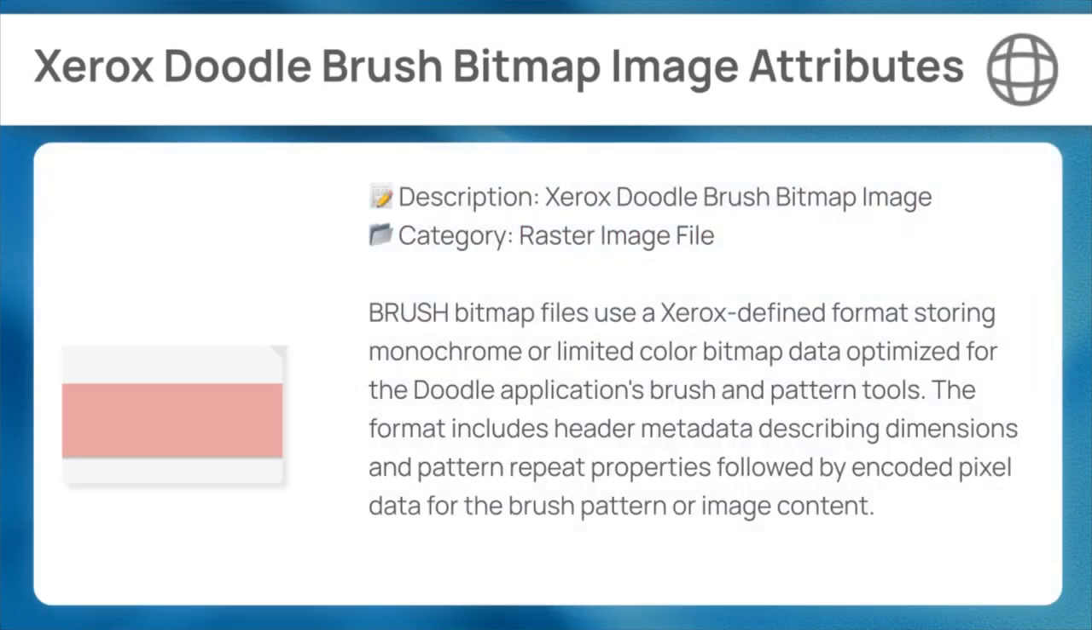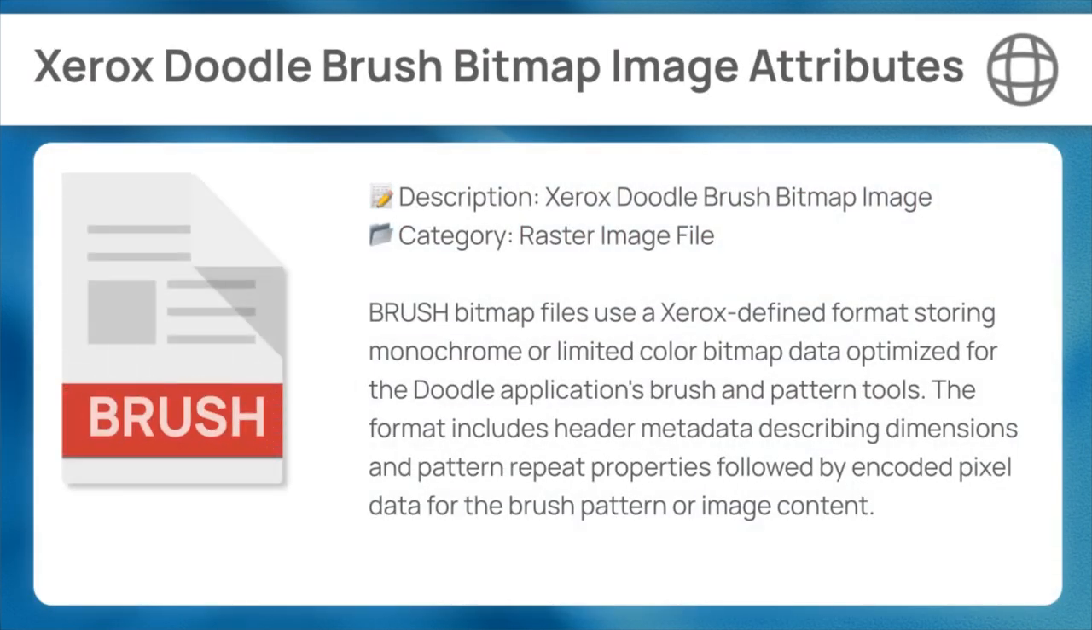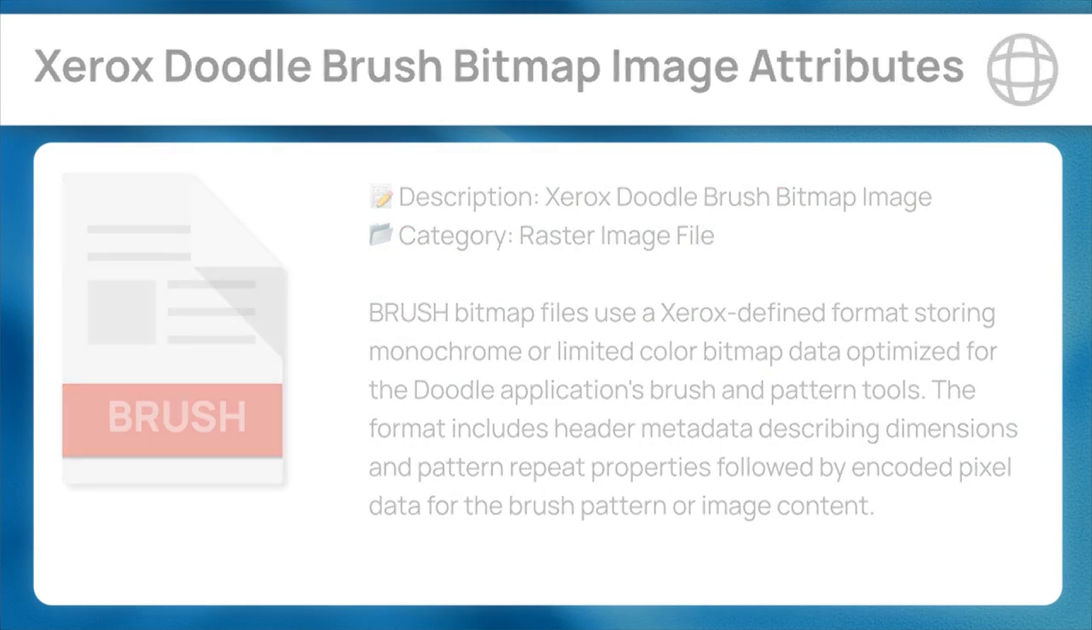Brush bitmap files use a Xerox-defined format, storing monochrome or limited color bitmap data, optimized for the Doodle application's brush and pattern tools. The format includes header metadata describing dimensions and pattern repeat properties, followed by encoded pixel data for the brush pattern or image content.